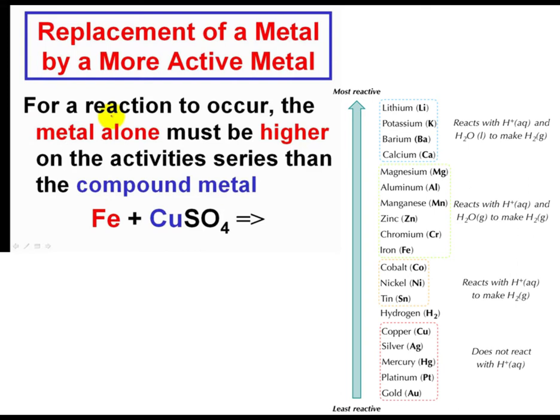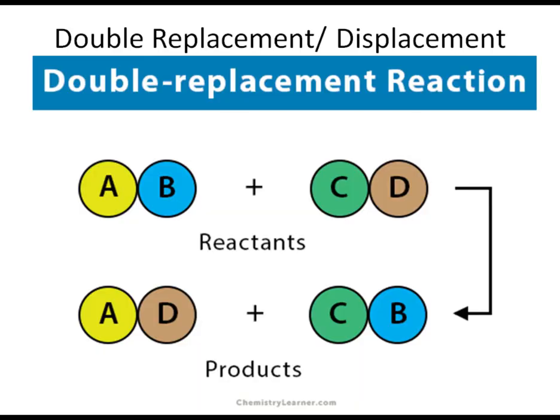No surprise, gold is one of the least reactive ones, and elements like lithium and sodium would be much more reactive. They would be able to kick out anything beneath them. So on this list, any metal can replace a metal that's beneath it. Gold could really replace nothing. Now, even more complicated is a double replacement reaction. In a double replacement reaction, we start with two compounds, and we end up with two compounds.